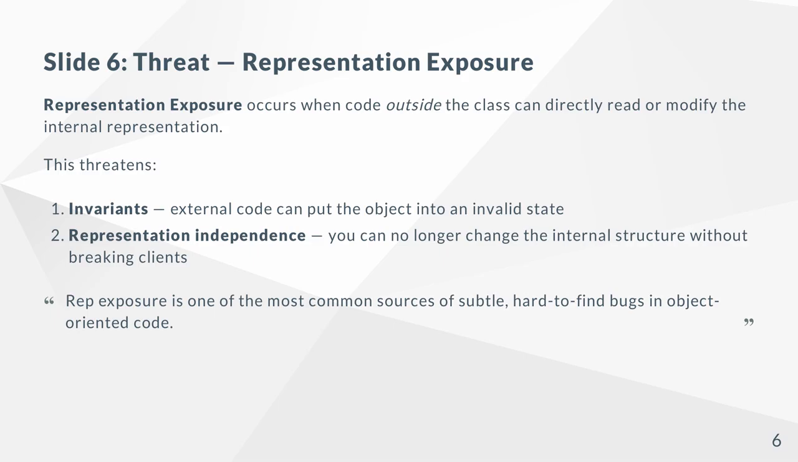The most dangerous threat to an invariant is representation exposure. Representation exposure occurs when code outside the class can directly read or modify the internal representation. This threatens invariants because external code can put the object into an invalid state. It also threatens representation independence. You can no longer change the internal structure without breaking clients. Rep exposure is one of the most common sources of subtle, hard-to-find bugs in object-oriented code.